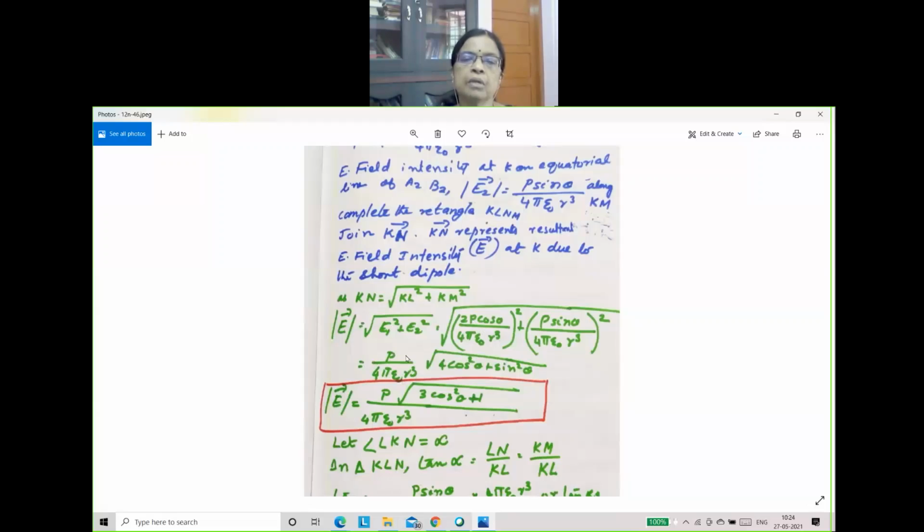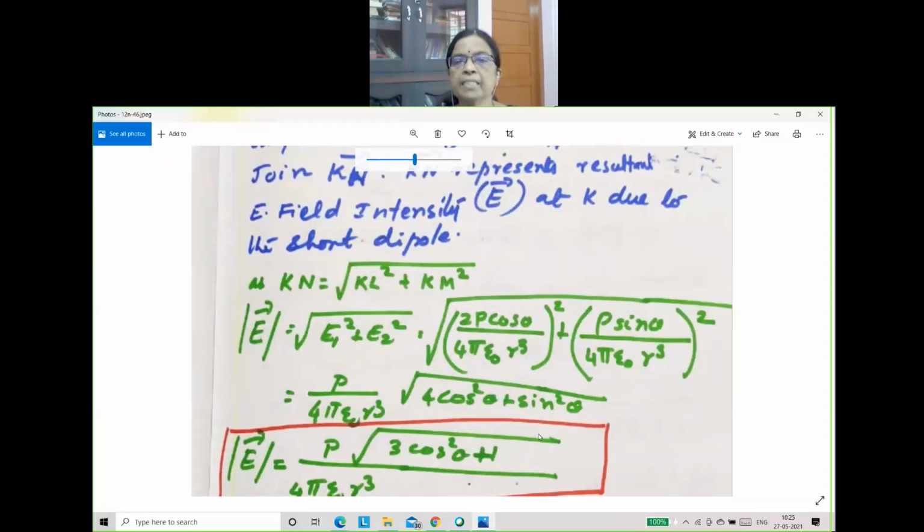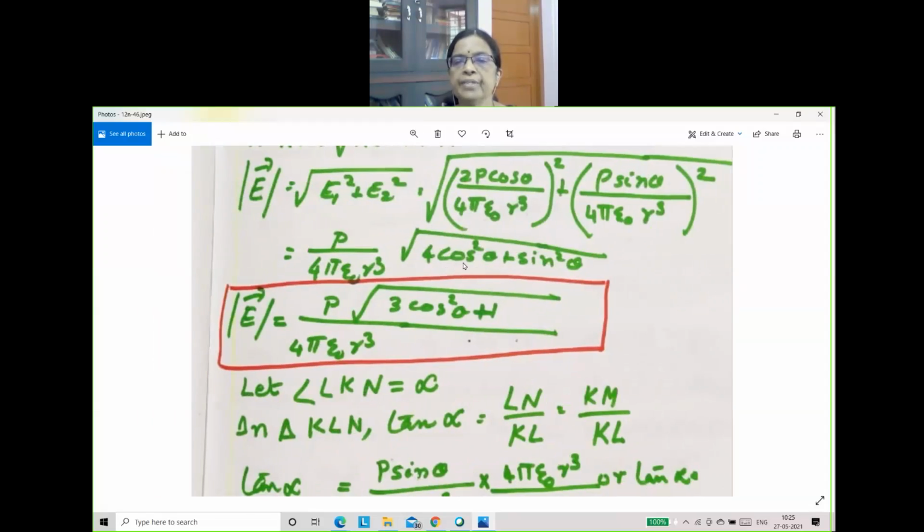Then inside the root, you see, 2 cos theta whole square. What is it? 4 cos square theta, plus sin theta whole square, which is sin square theta. Next step, see, cos square theta plus sin square theta is 1. So 3 cos square theta plus 1 cos square theta is added with this sin square theta. So we get 3 cos square theta plus 1.